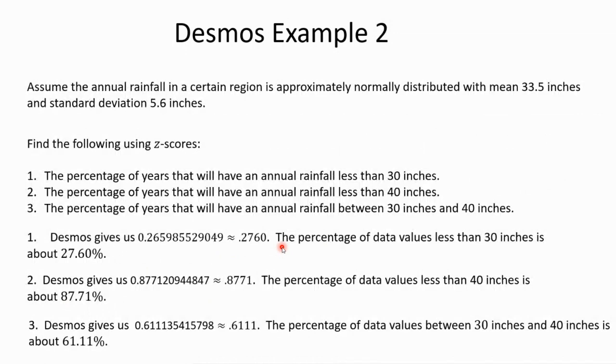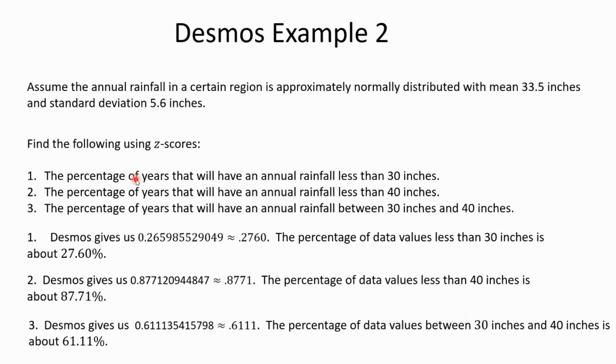So here's that annual rainfall example again. This time I did it using Desmos. I got the scores and stuff. You can see they're probably a little bit more accurate than the table, I would imagine. But again, we're assuming the annual rainfall in a certain region is normally distributed with this mean and this standard deviation. Okay. It is a problem from the textbook.